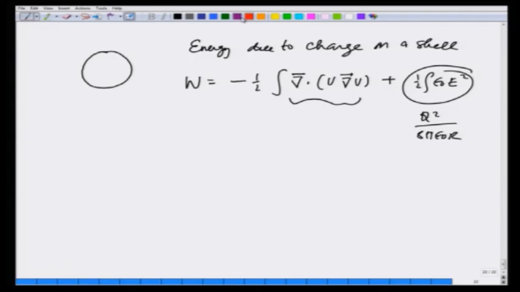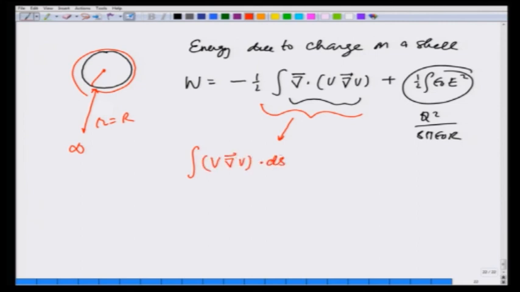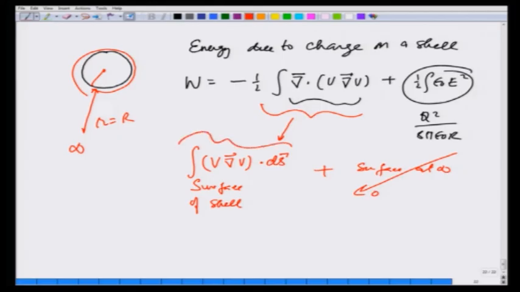But some of you may have noticed that I am doing an integration from r equal to the radius up to infinity. So, you may be wondering what happened to this surface term, because this divergence is supposed to give me a surface term. This is a slight subtle point, because this divergence will give me V grad V dot ds over surface of shell plus surface at infinity, and that gives me 0. I will show you now that this also gives you 0.